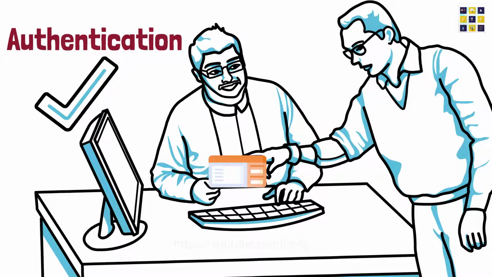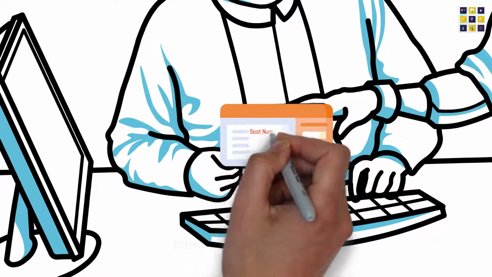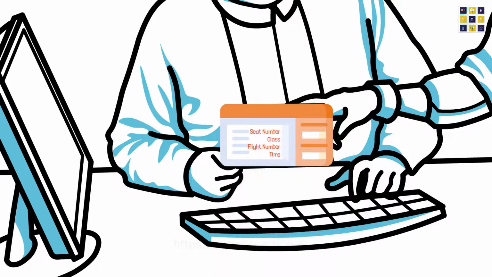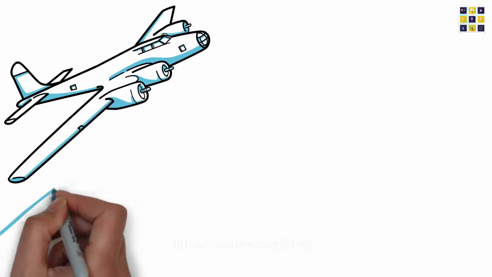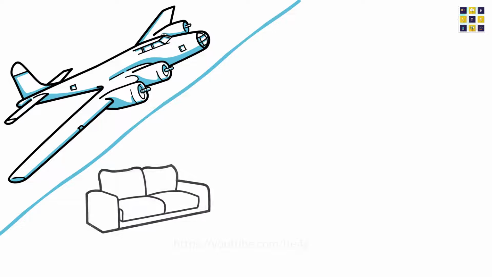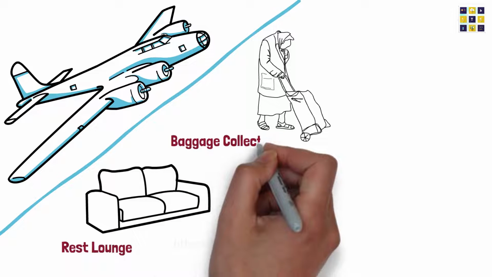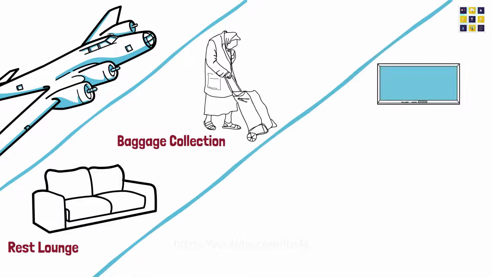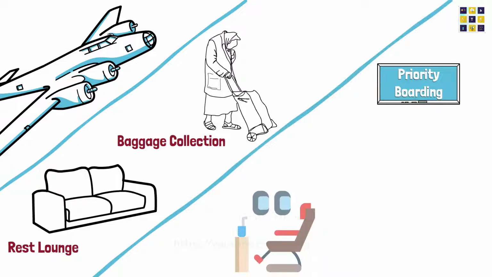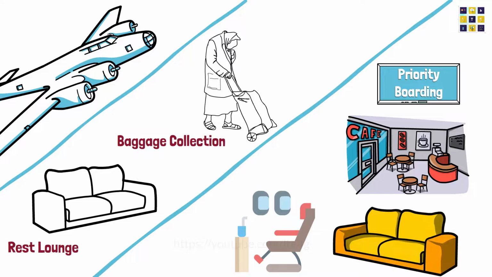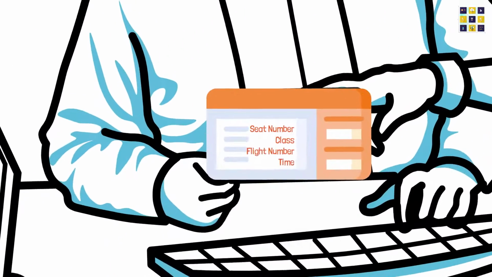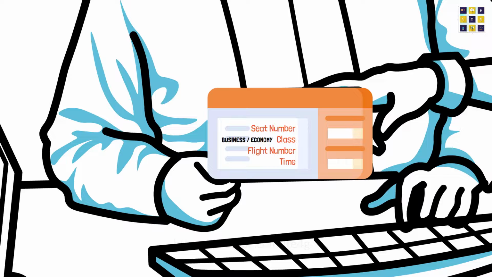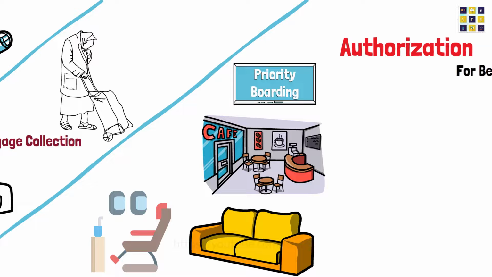From here on, Ross doesn't need to show his ticket. The boarding pass contains vital information such as seat number, class, flight number, time, etc. It is good enough to access the aeroplane and other ground services such as rest lounge access, baggage collection, etc. There are other services as well such as priority boarding, bigger better seats, fine dining, VIP lounge, etc. Based on whether Ross has a business class or an economy class ticket, the services provided will be different. Or we can say the authorization to use priority boarding, bigger better seats, fine dining, VIP lounges, etc.